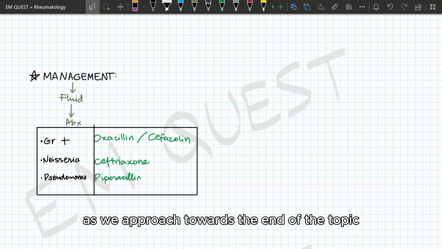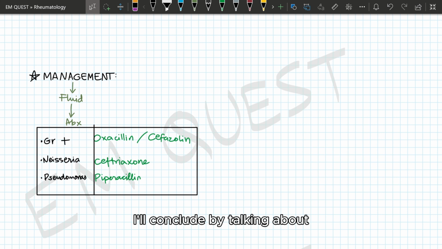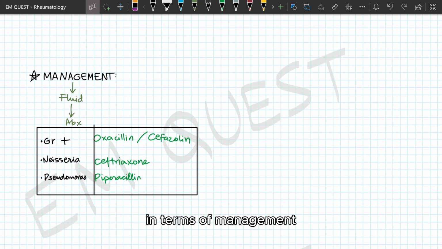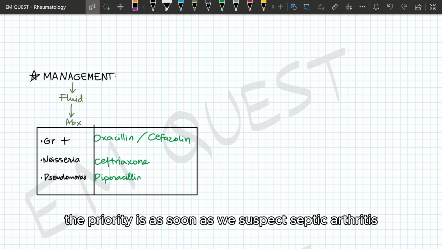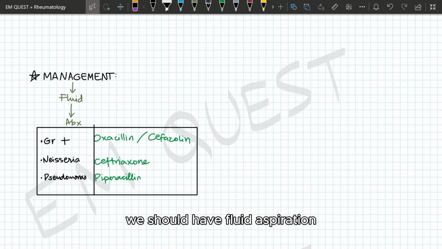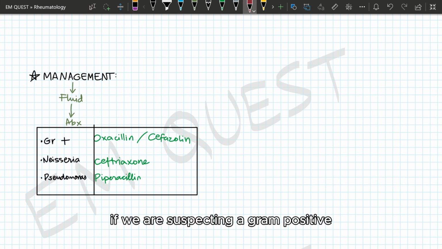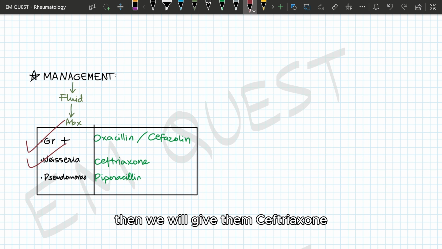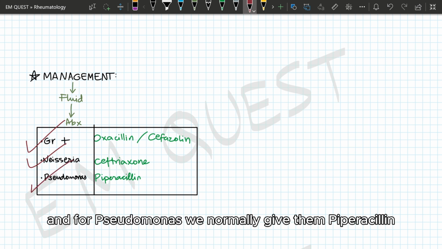As we approach towards the end of this topic, I'll conclude by talking about management of septic arthritis as well as some clinical subsets that we should know about. In terms of management, the priority is as soon as we suspect septic arthritis, we should have fluid aspiration and start them on empiric antibiotics. If we are suspecting a gram positive, which will be majority of the cases, we start them on oxacillin or cefazolin. If we are suspecting that the patient can have Neisseria, then we will give them ceftriaxone. And for Pseudomonas, we normally give them piperacillin.